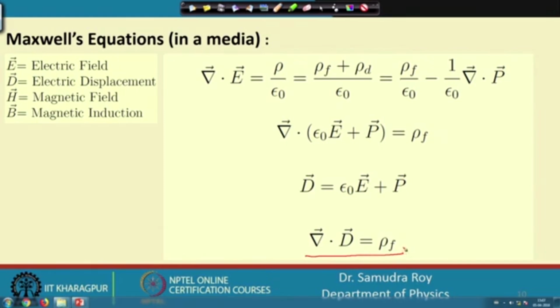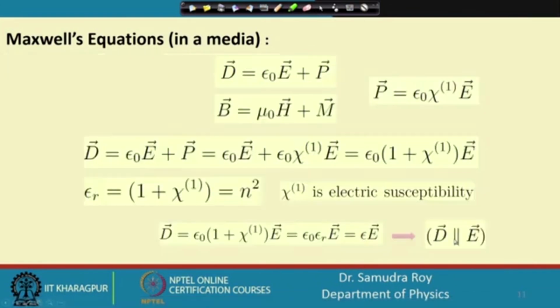Previously, in free space, we wrote grad dot E was 0, but if the medium is not free, if some medium is there, then it is represented by grad dot D equal to rho f. Accordingly, other equations will be modified slightly, and all this modification will come because of this polarization term which is here. If I go to the next slide, which is the continuation of Maxwell's equations in a medium.